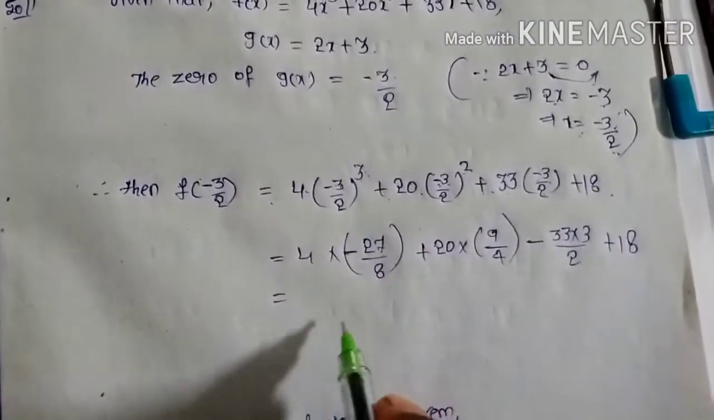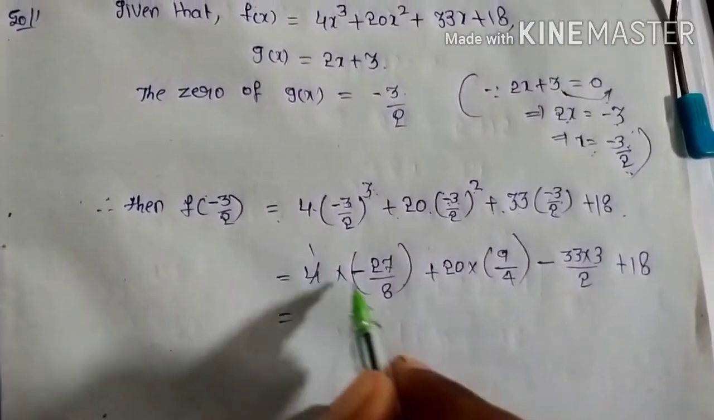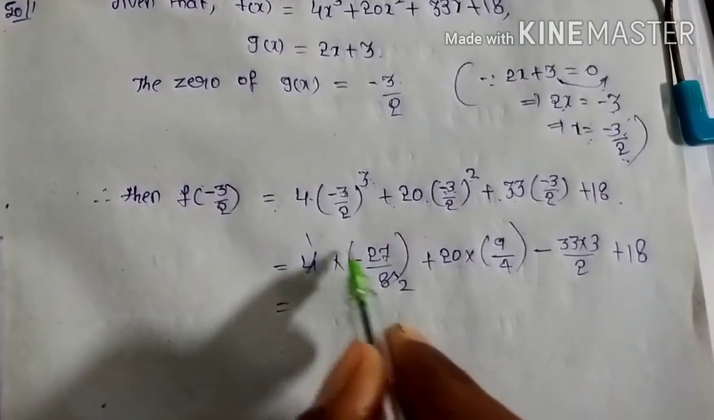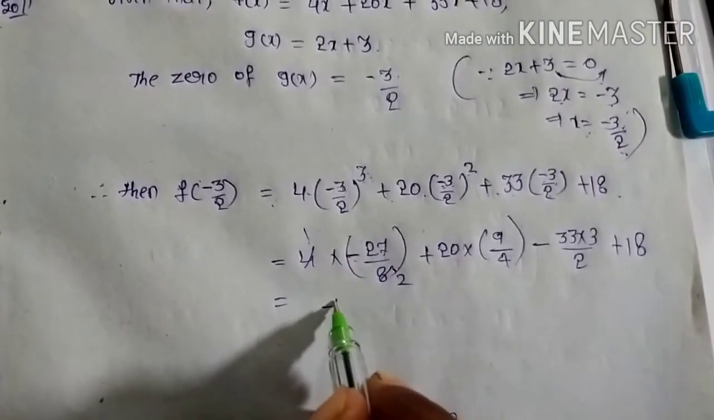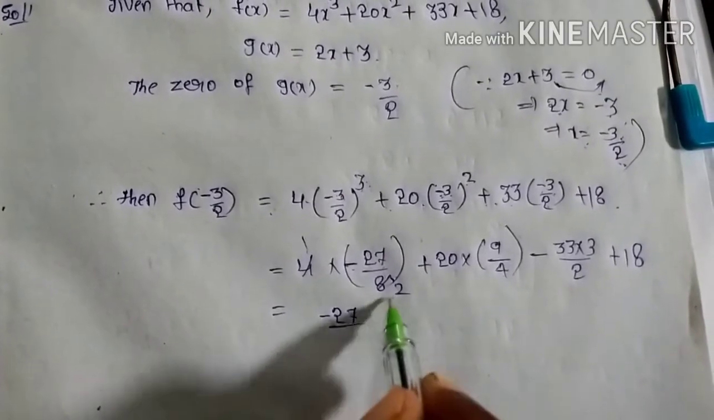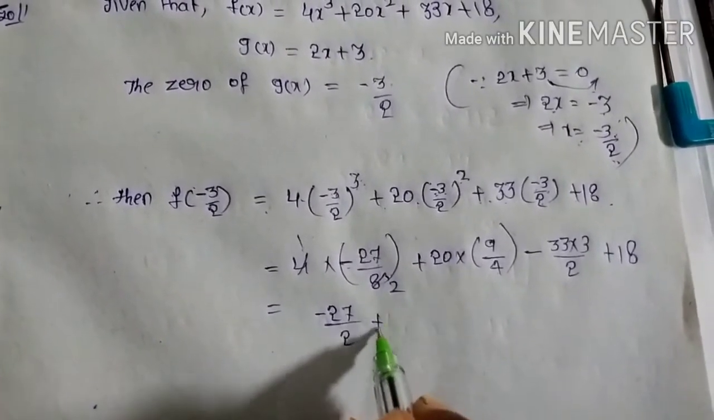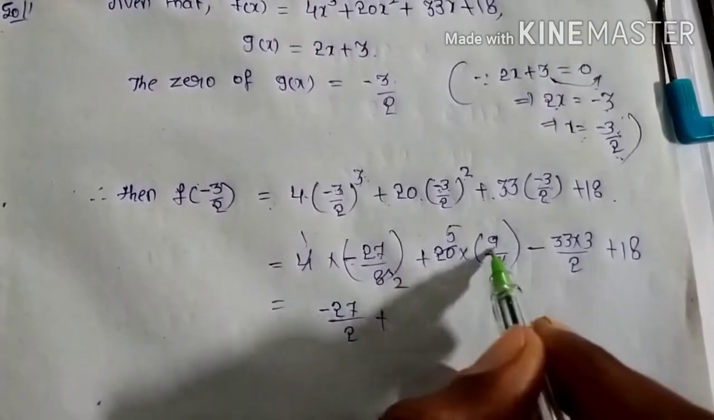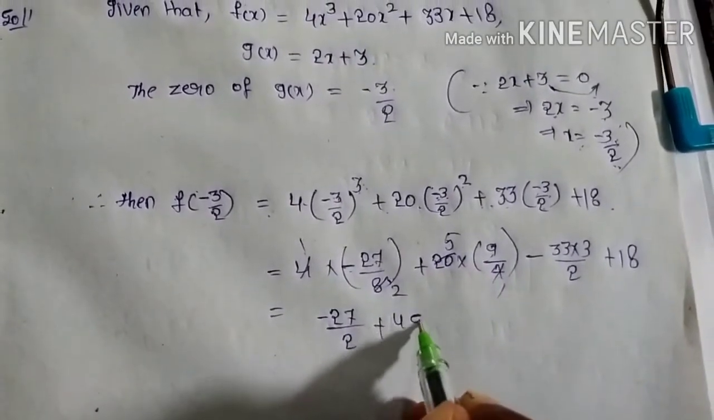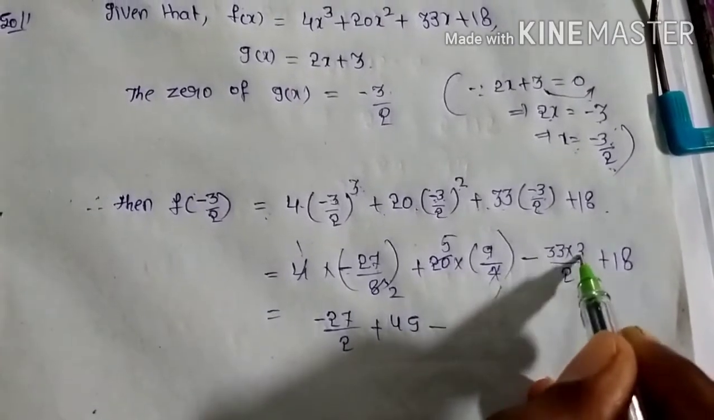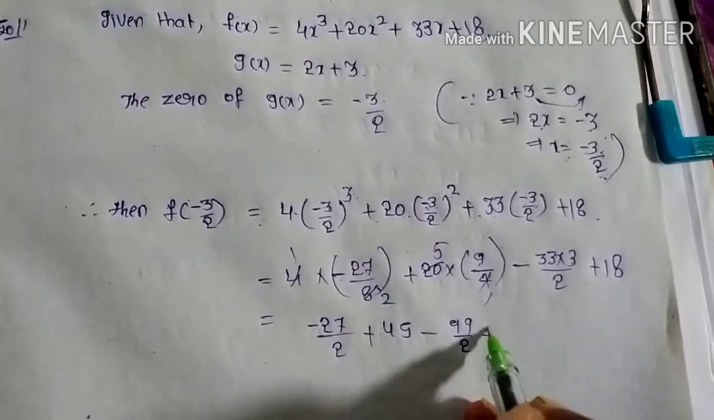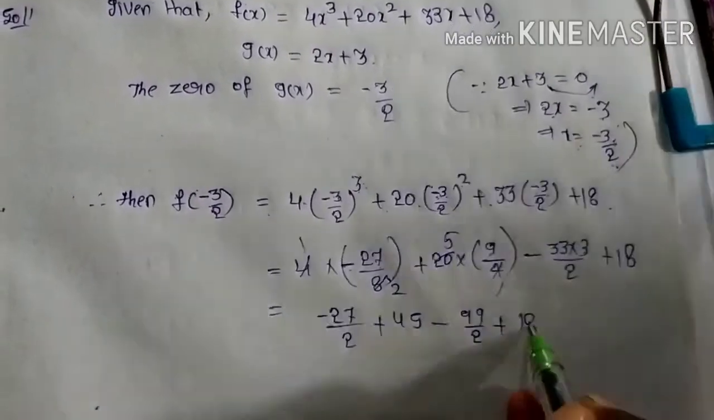Just simplify clearly. 4 ones are 4, 4 twos are 8, yes? That means I can write here minus 27 into 1, minus 27 by 2, plus 4 ones are 4, 4 fives are 20, yes? That means 5 nines are how much? 45. Here minus 33 threes are how much? 99 by 2 plus 18.